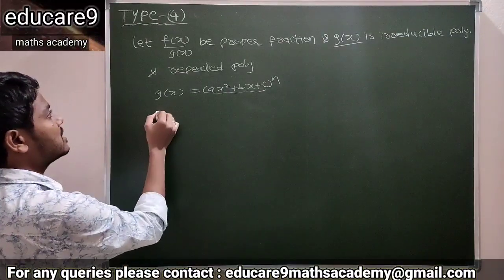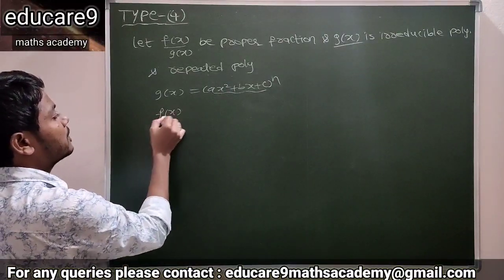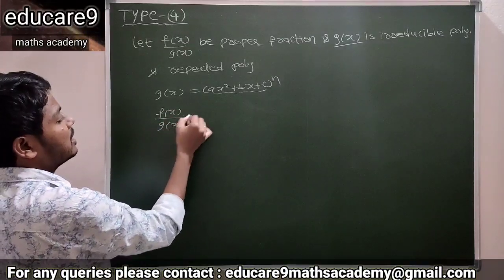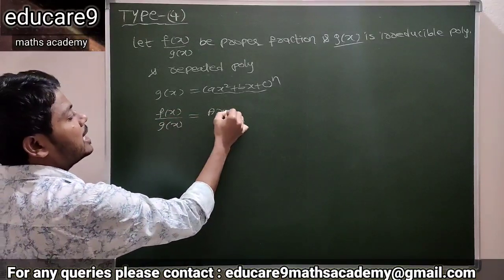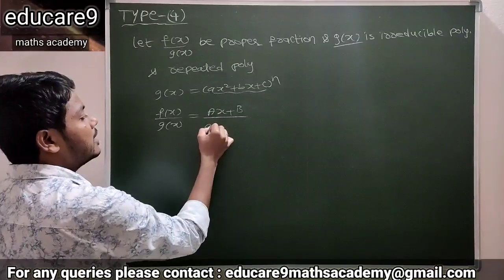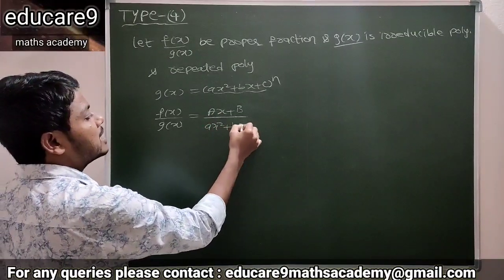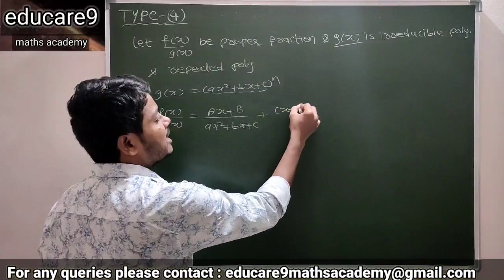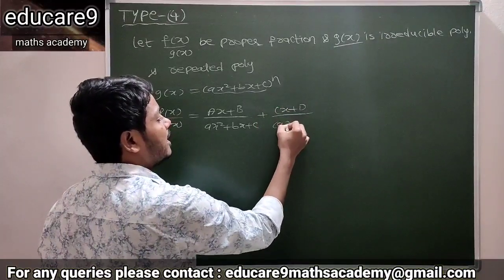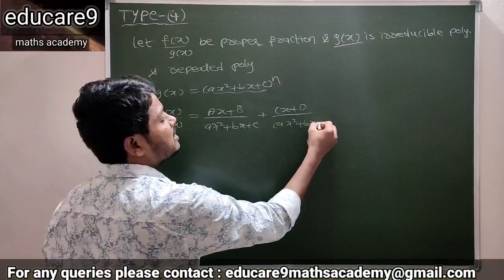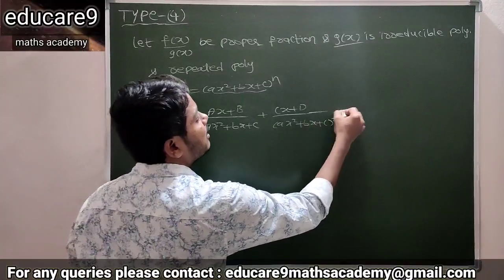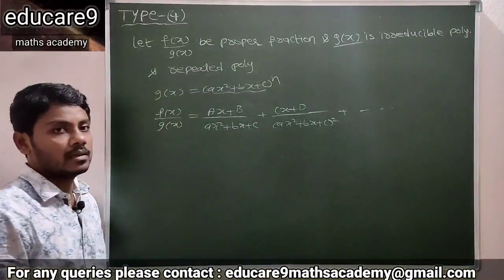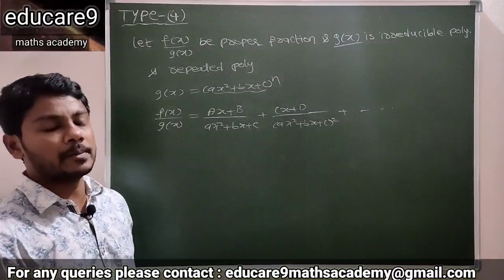So in that case, f of x by g of x can be written as ax plus b by ax square plus bx plus c, plus cx plus d by ax square plus bx plus c whole square, and so on. Okay. So this is type 4.